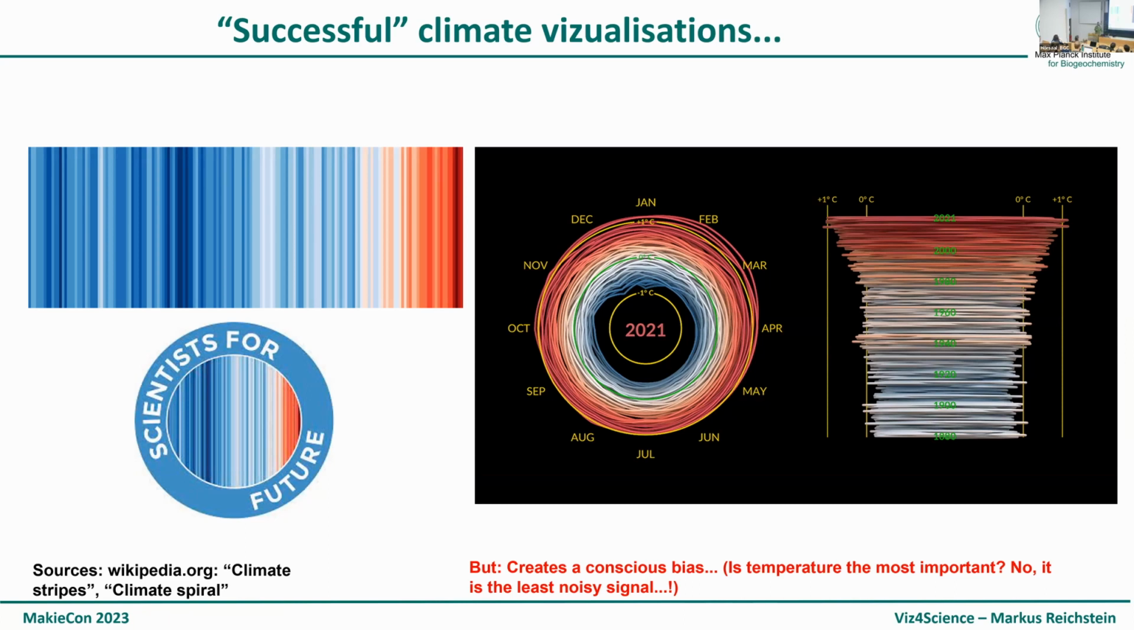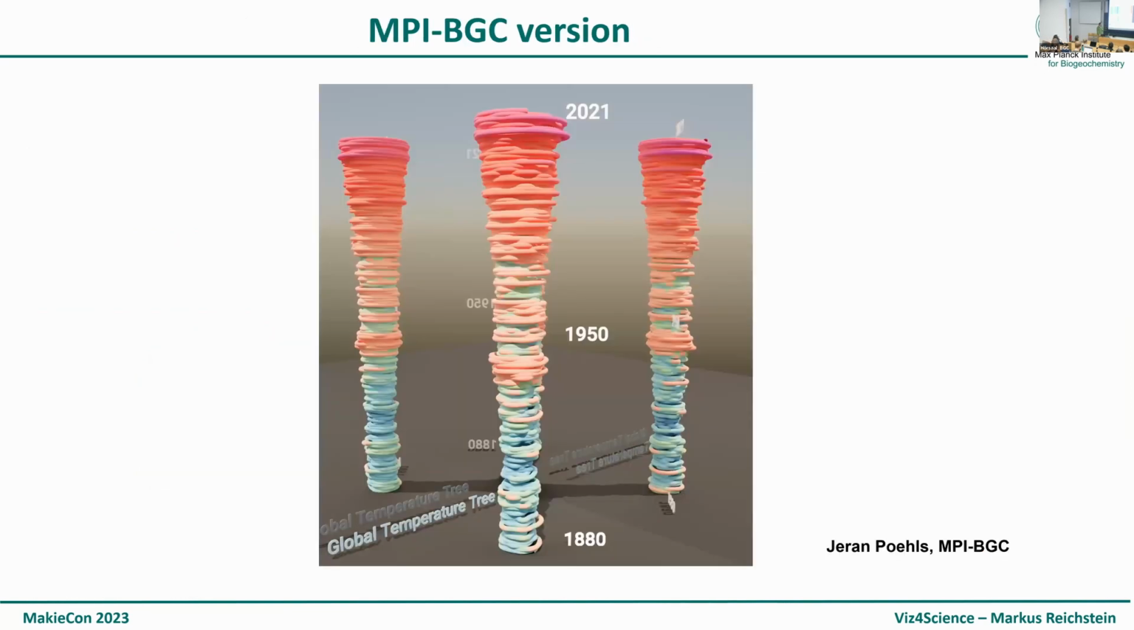So is temperature the most important climate driver for ecosystems, for societies? I would say not necessarily. It's just the least noisy signal. And for example, our research shows that really the water cycle, precipitation, and these kind of things are really important. So just as a caveat, also here in these very nice visualizations, there is conscious bias introduced, I think.